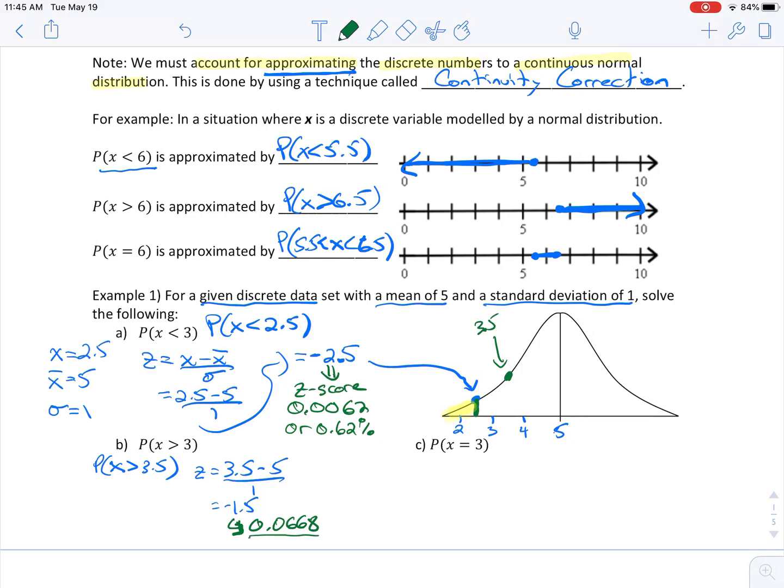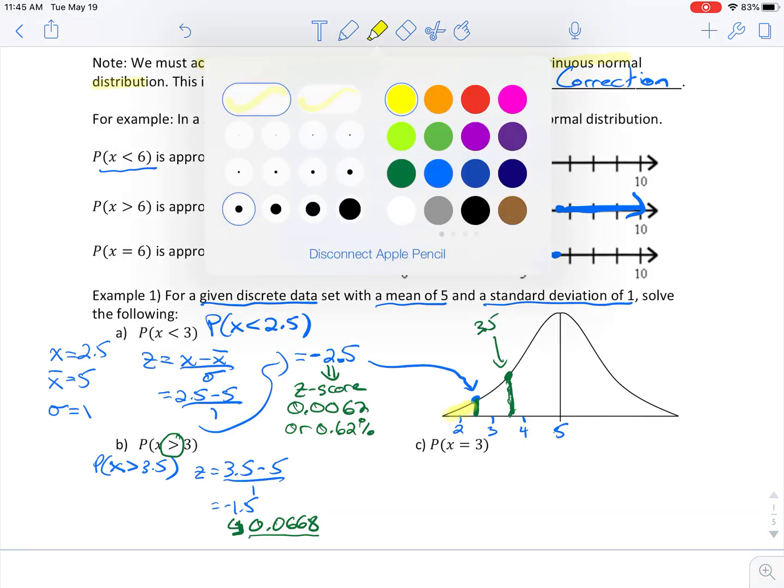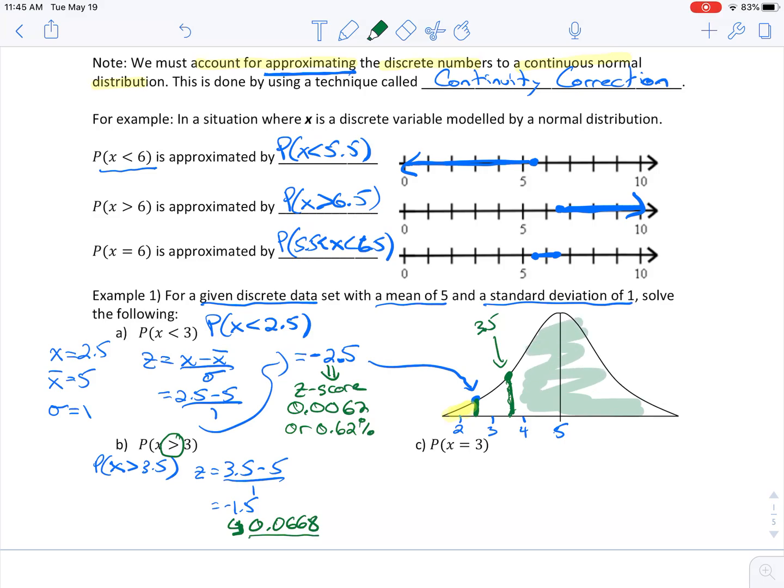This 0.0668 corresponds to everything to the left side of that point. But because we're looking for greater than 3, or 3.5, I want everything to the right side of that. So I want everything over here. So greater than that guy. So what I need to do is just do a simple 1 minus 0.0668. And again, we've done that kind of thing before, but just to remind you, so you get 0.9332. And that's the probability or the percent of data that fall above that point. So the majority of that data.